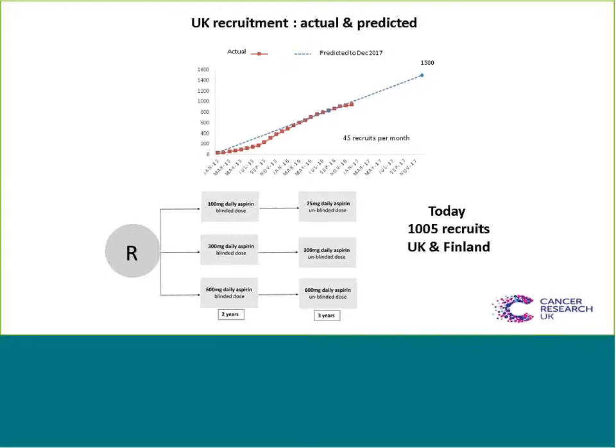We set off, once we got all the centres open, recruiting at about 45 recruits per month with our target of 1,500 in the UK and 500 outside. And we're now just over the 1,000 mark. We can't go quite as big as we hoped to do, 3,000, but we've now cut back to a 2,000 target, which will finish the end of next year.